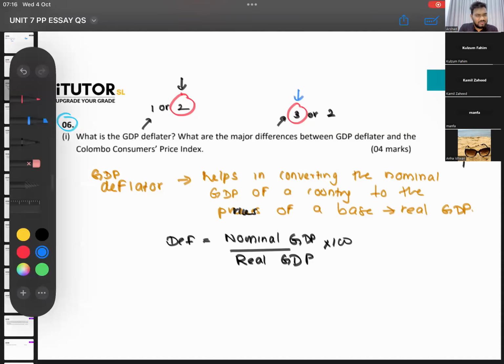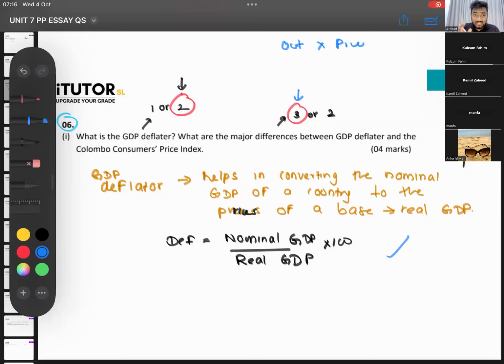Okay. So now even if the examiner gives 1 mark for "what is GDP deflator", even if they give 2 marks for "what is GDP deflator", you can get this mark. Yeah. Difference between nominal GDP and real GDP is, now how do you calculate GDP? It's the output that you produce, multiplied by the price level, no?